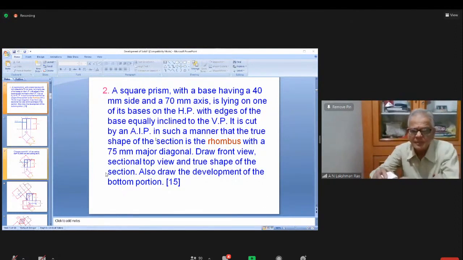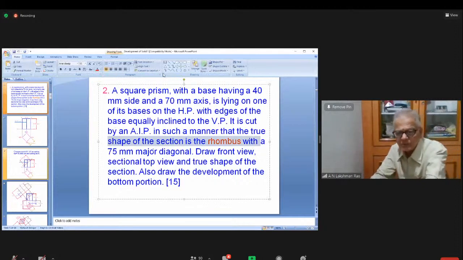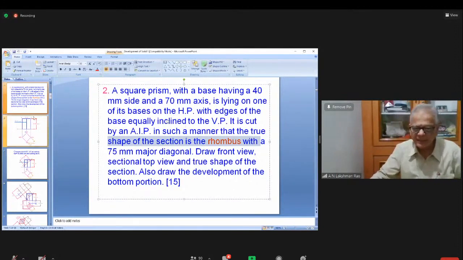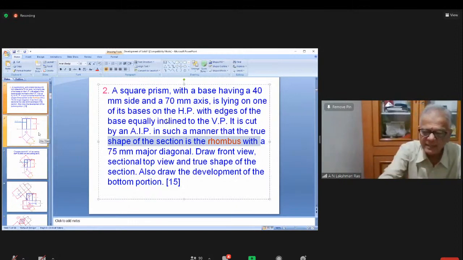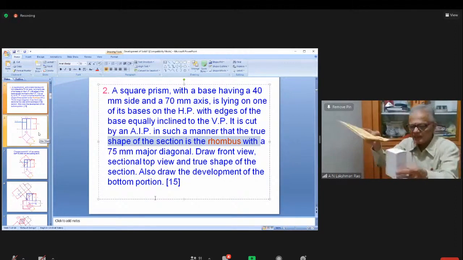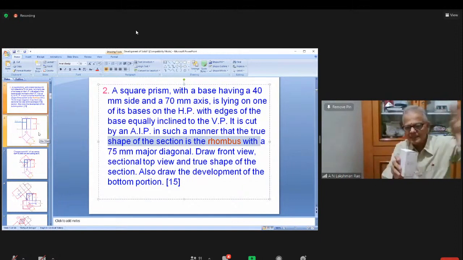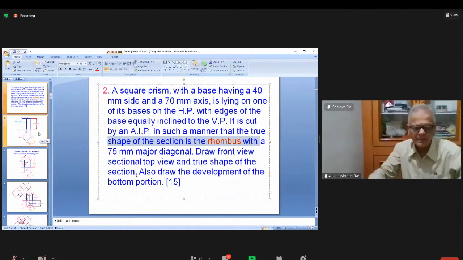It is cut by an auxiliary inclined plane in such a manner that the true shape of the section is a rhombus. Dear students, he is not giving the angle. He says it is cutting like this. What angle, he is not telling. But what he says is, if I cut it like this, I get a rhombus here. True shape is rhombus. That's what he says.